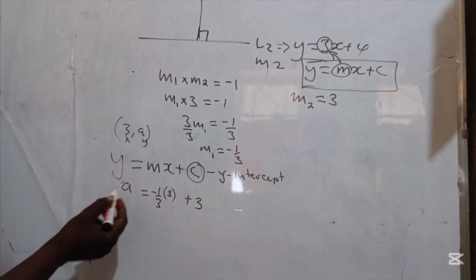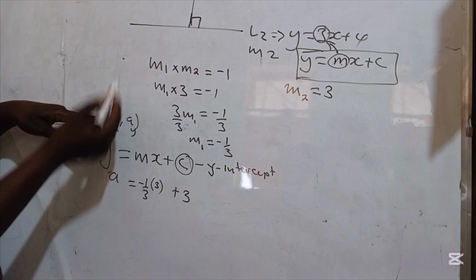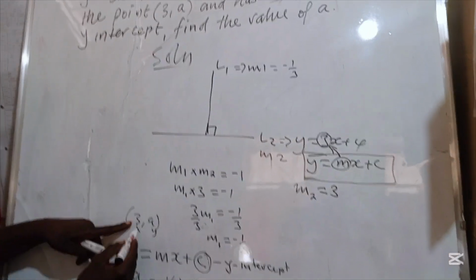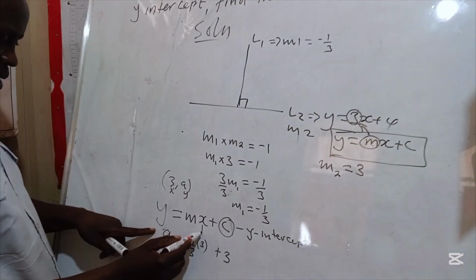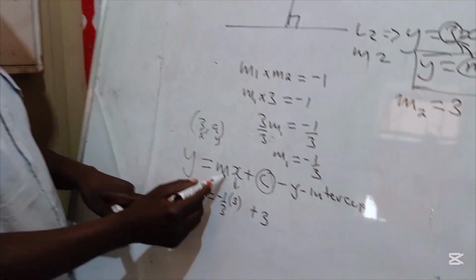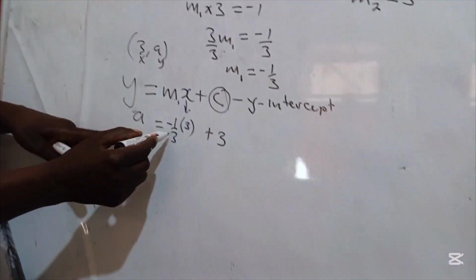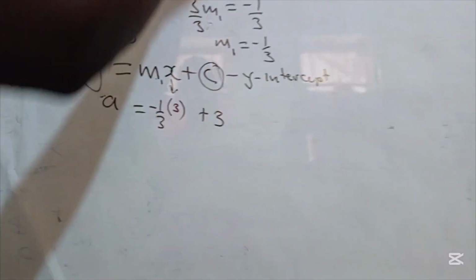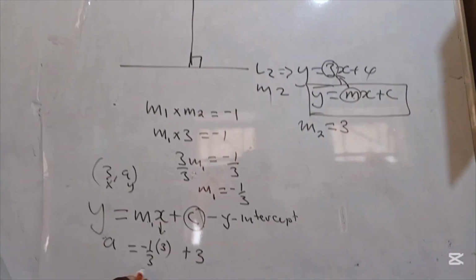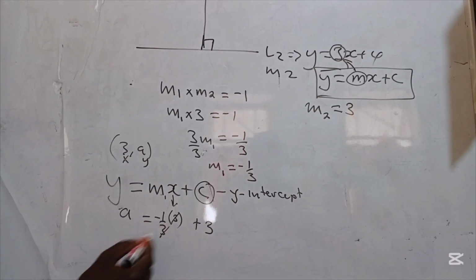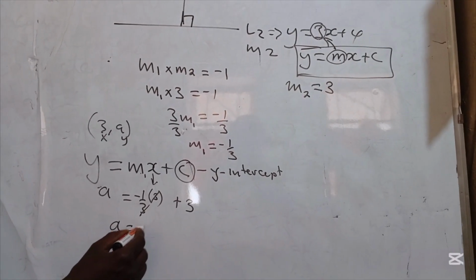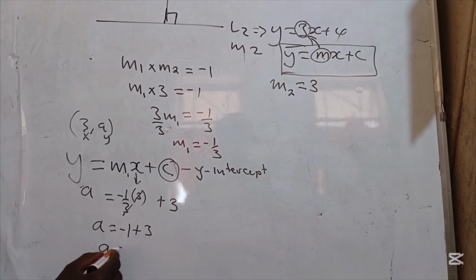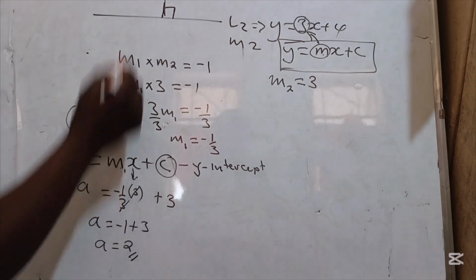You can see where I got the 3: it is in the question, so it is my x. Where there is m, because this is now my M1, I put -1/3, which we found according to the principles of perpendicular lines. You agree with me that this and that will cancel each other, and we remain with A = -1 + 3. So -1 + 3 is 2. The value of A is 2.